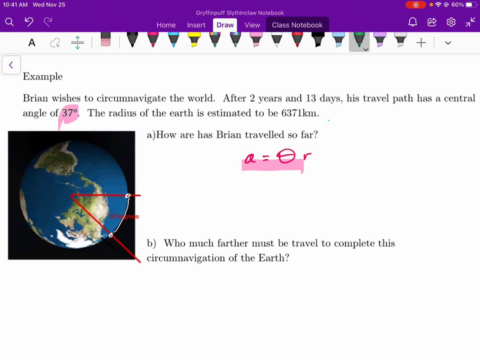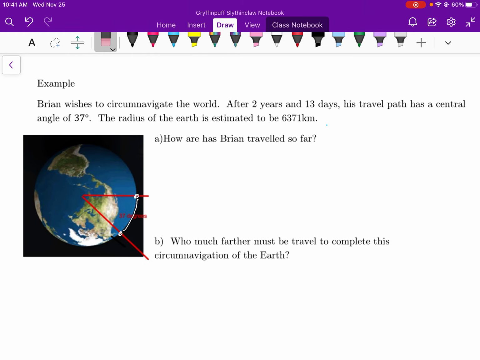All right, so we're going to revisit Brian and his circumnavigation of the world. So Brian wishes to circumnavigate the world. After 2 years, 13 days, his travel path has a central angle of 37 degrees. Fair enough. From here to here is 37 degrees.